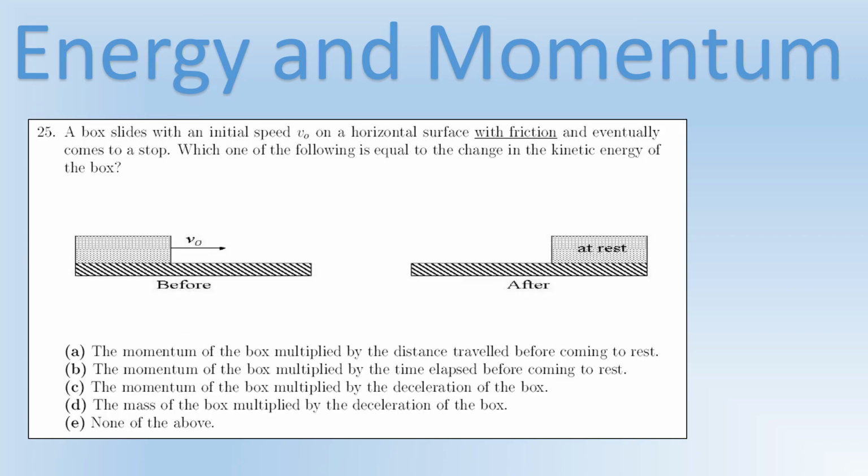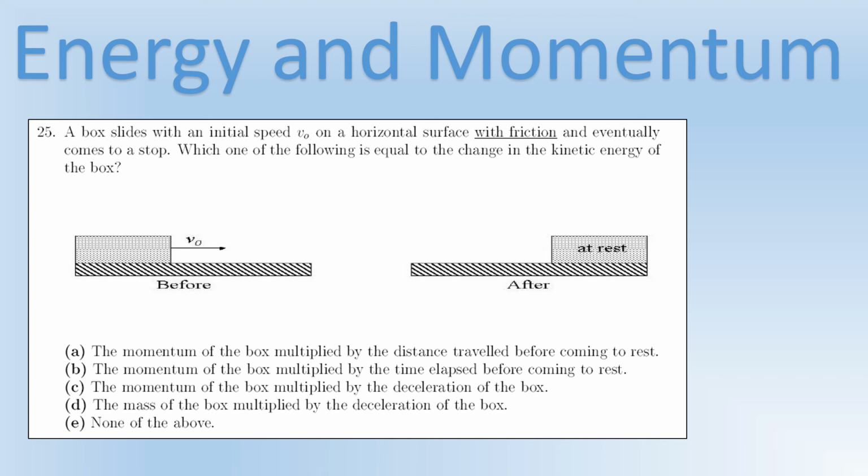A box slides with initial speed v0 on a horizontal surface with friction and eventually comes to a stop. Which of the following is equal to the change in the kinetic energy of the box? So I'm going to approach this using units. I'd like you to have a go at this question, see if you can figure it out, then I'll show you how it's done.